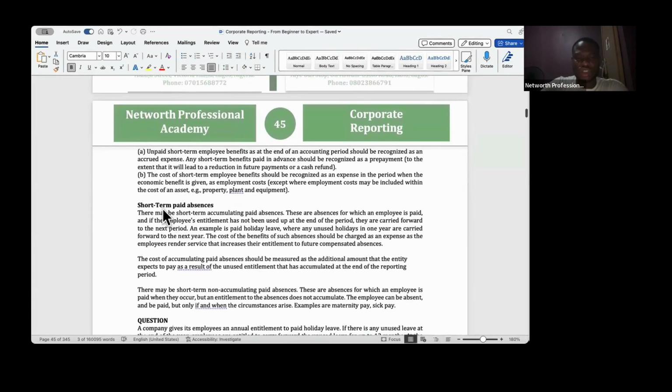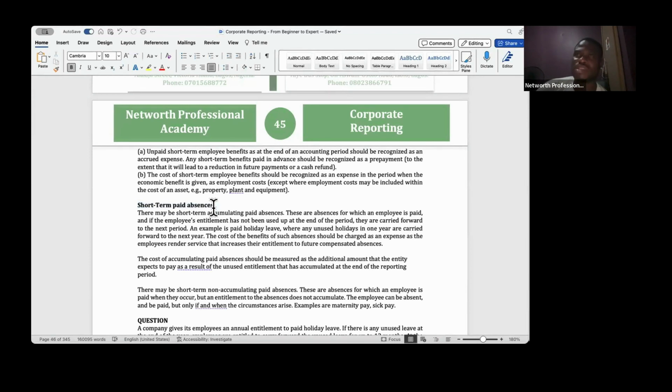However, there is one short-term benefit known as short-term paid absences. What that is speaking to is that there are a lot of payments you would get even when you are absent. There are some entities that will give you sick pay. Even practically, that doesn't exist anymore because most entities will do HMO now. But whatever the case, they will tell you that if you are sick, that period you're absent, we'll still pay you your normal salary.